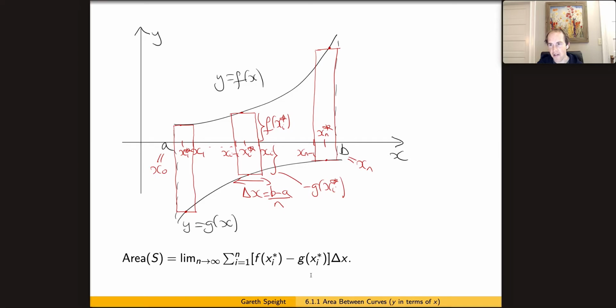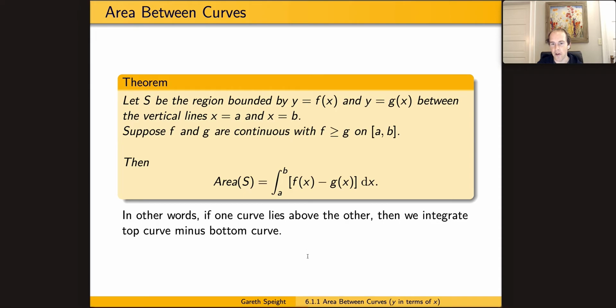So this is the area of one rectangle, and then we add up the areas of all the different rectangles to get an estimate for the area, and then we take a limit. It looks pretty complicated, but fortunately we can recognize that this is just the definition of the integral with the function replaced by f minus g. Normally here we would have f of x i star times delta x, sum, and then take the limit. Here we have f of x i star minus g of x i star. It's just the same as the definition of the integral, but with f replaced by f minus g. So what we're going to get is the integral of f minus g. So that's exactly what we said in the formula.